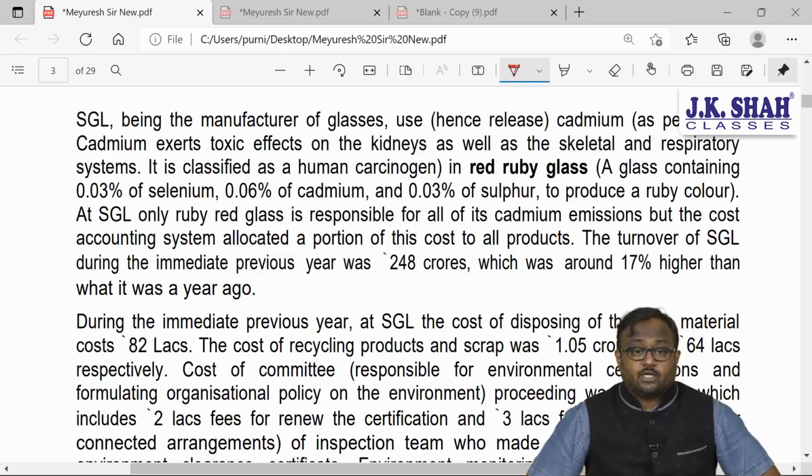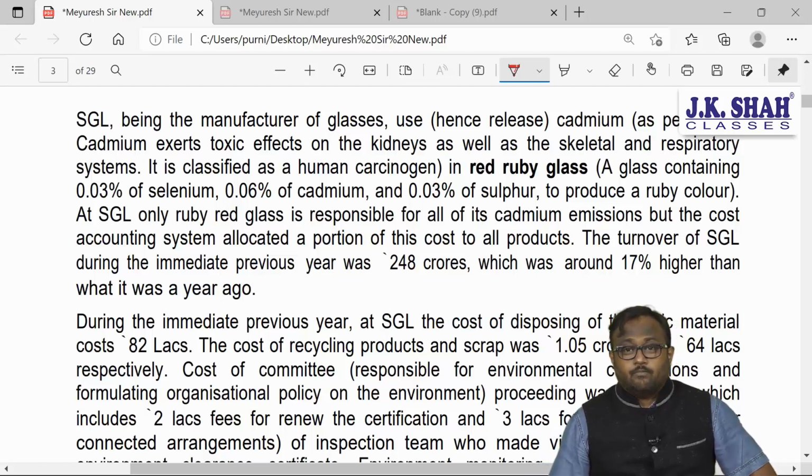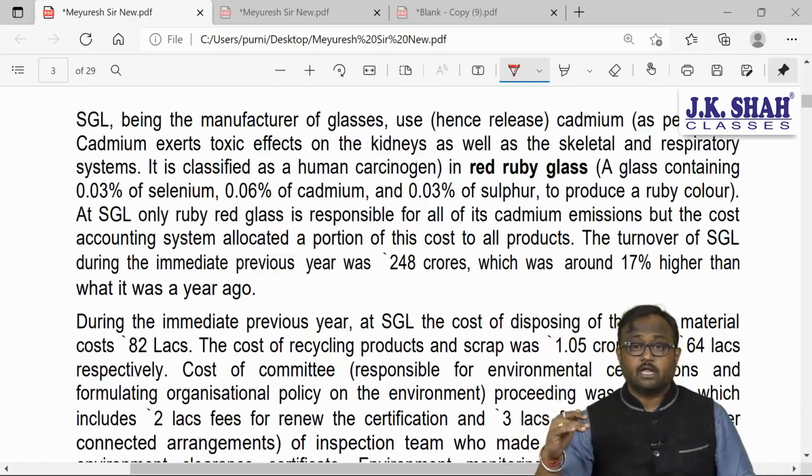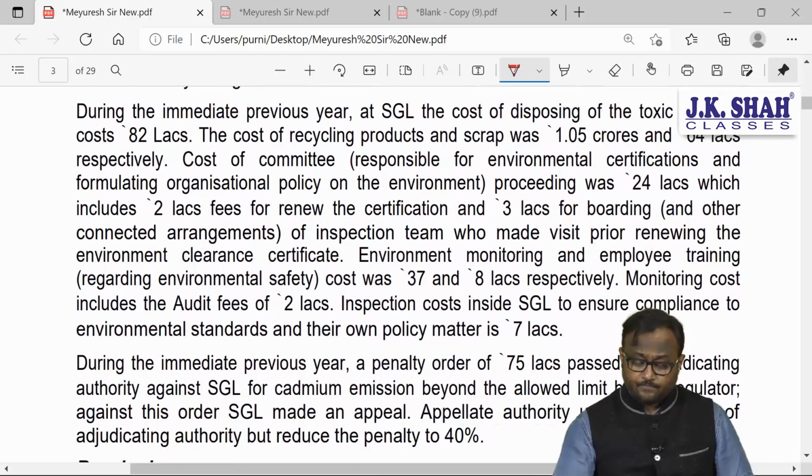The turnover of SGL during immediate previous year was 248 crores, which was around 17% higher than what it was a year ago. Naturally, the cost structure which comes into existence due to glass manufacturing is spread across the organization. That means burden on glass department has gone down, cost has gone down, naturally profit will go up.